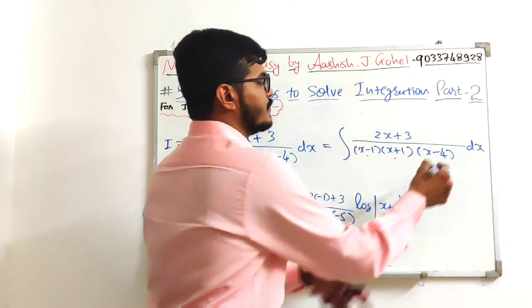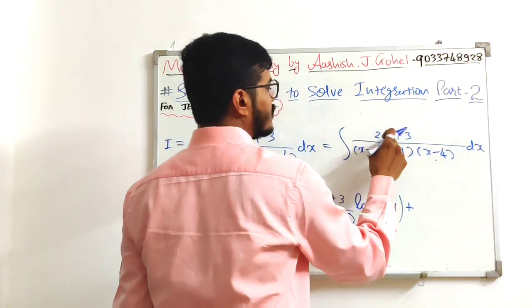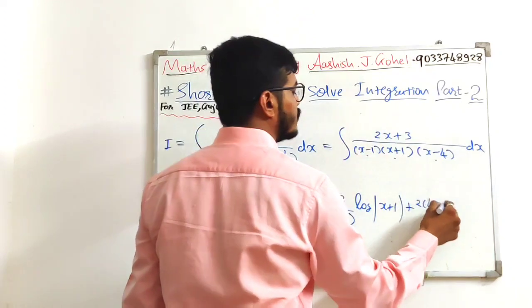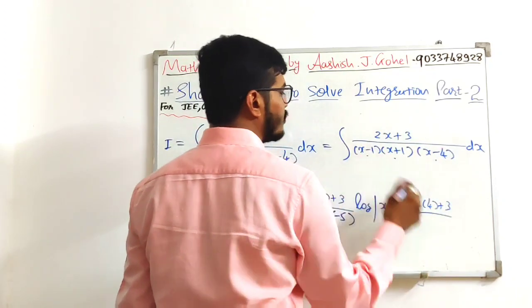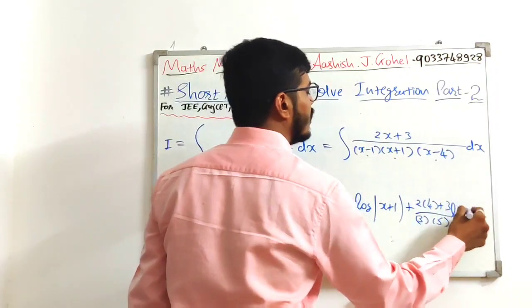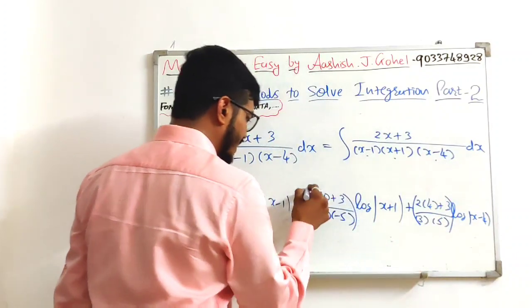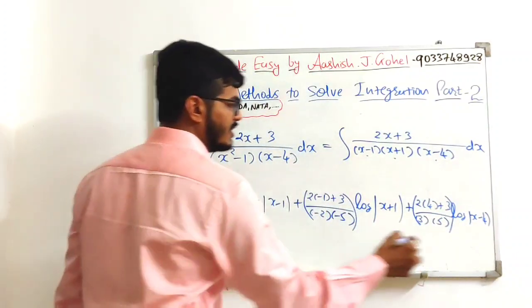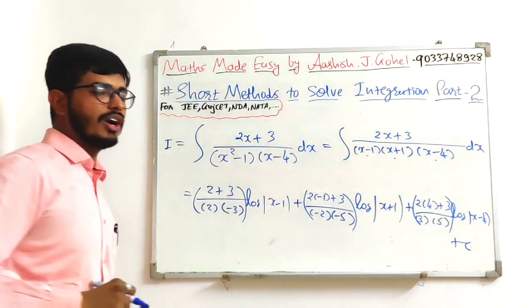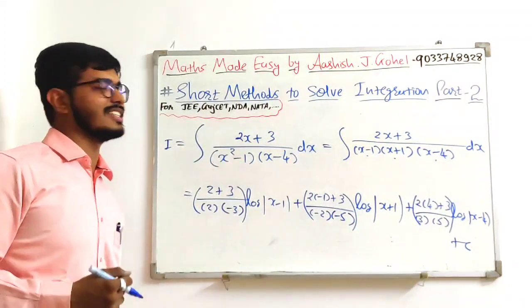Here x minus 4 equal to 0, that means x is equal to 4. So if I put x equal to 4 over here, 2 into 4 plus 3 divided by (4 minus 1), that is 3, and (4 plus 1), that is 5, log of x minus 4. So you can simplify these by adding and subtracting, and then it will be your last answer. Isn't it very interesting?